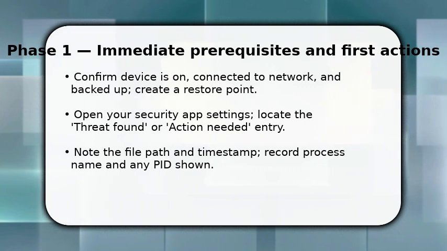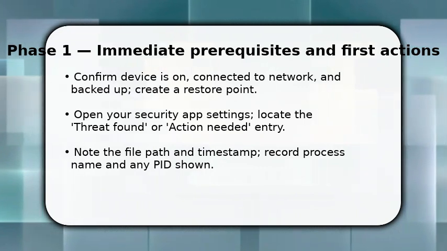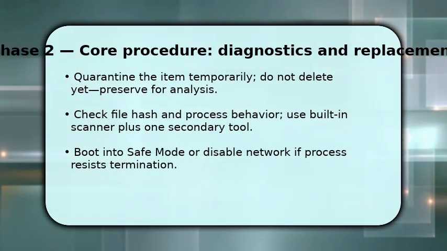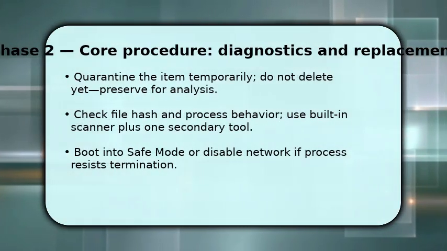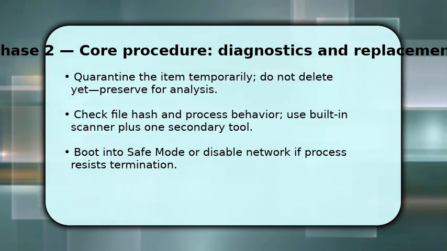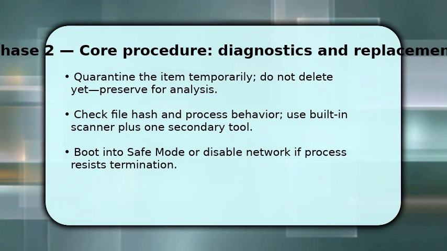You next isolate the threat to prevent spread. Quarantine the file in your security app rather than deleting it, because you may need samples later. Then generate the file hash and run a second scanner for an independent opinion. This confirms detection and reduces false positives.